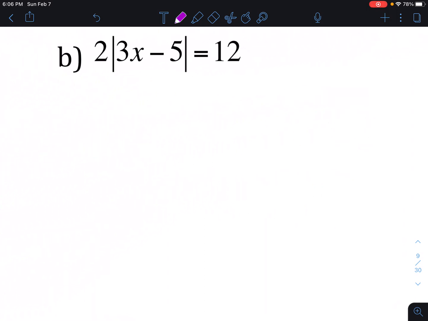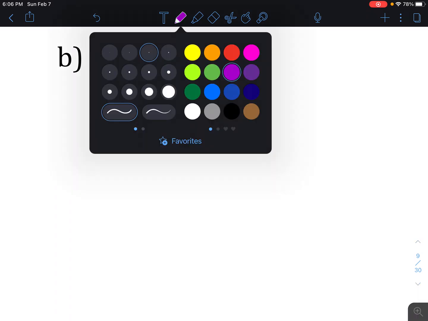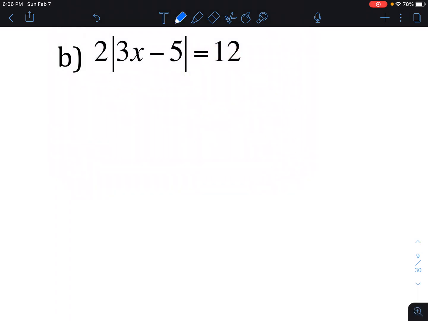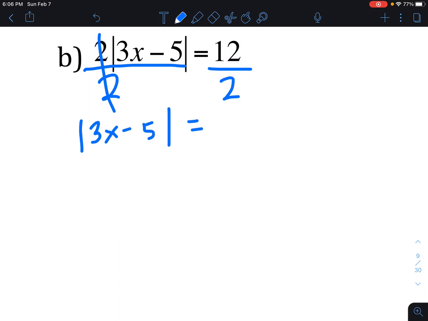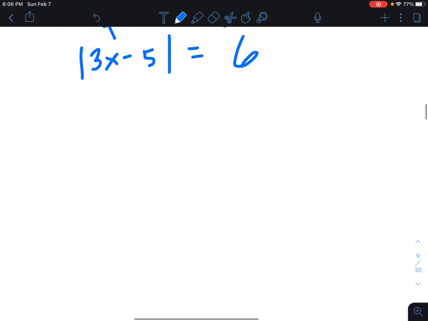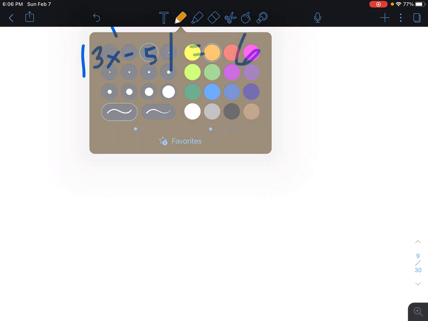Okay, letter B. What should I do here? Well, again, let me tell you what not to do. Do not dare distribute that 2. Not allowed. We need to divide both sides by 2. So 12 divided by 2 gets my 6. Now the absolute value is isolated. So now I can go ahead and split into my two equations and get my two answers.